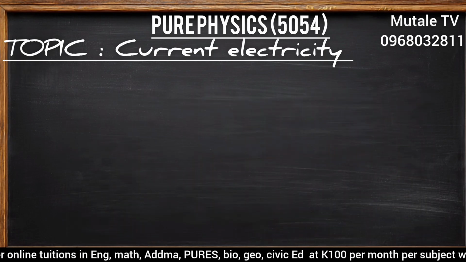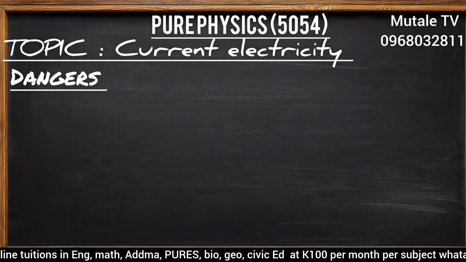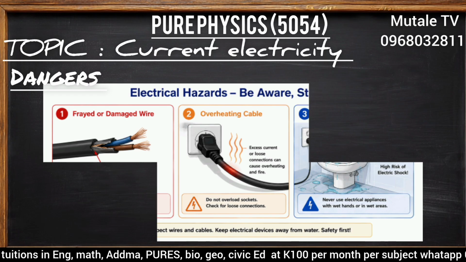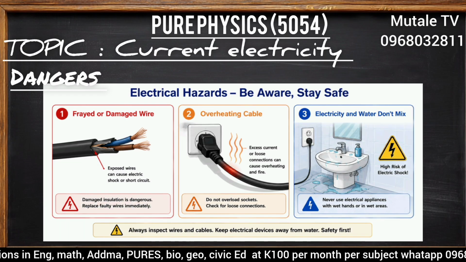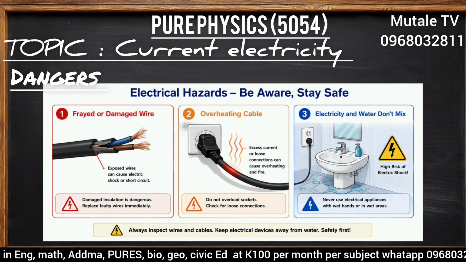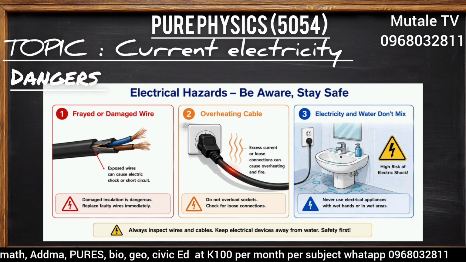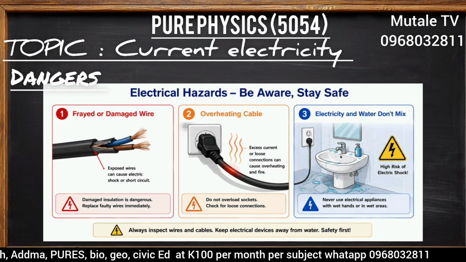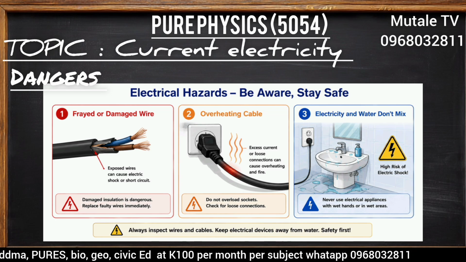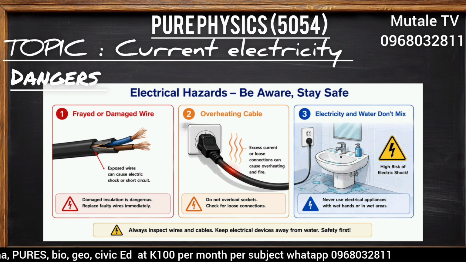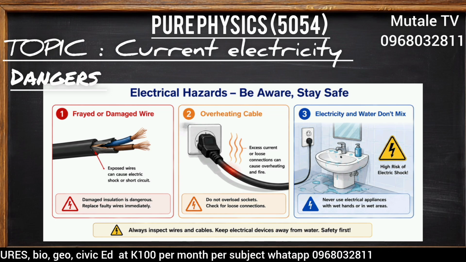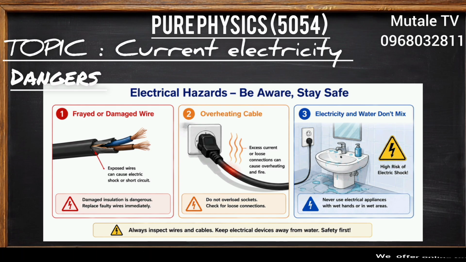All right, so with that in mind, let's look at the dangers electricity can present. Contact with electricity, especially the live wire, can cause electric shock, and a large enough current can be fatal. It can also cause fires and burns in appliances, plugs, and circuits. These damages usually come from three situations.